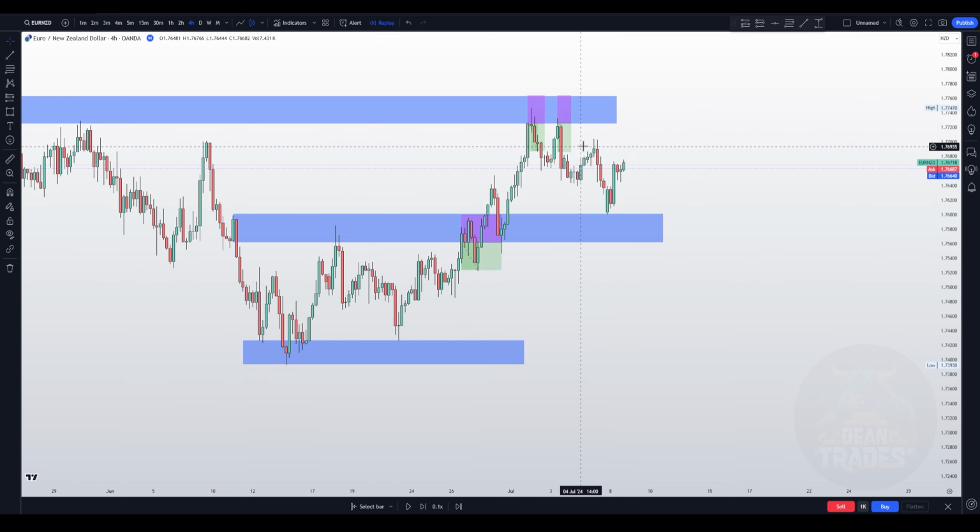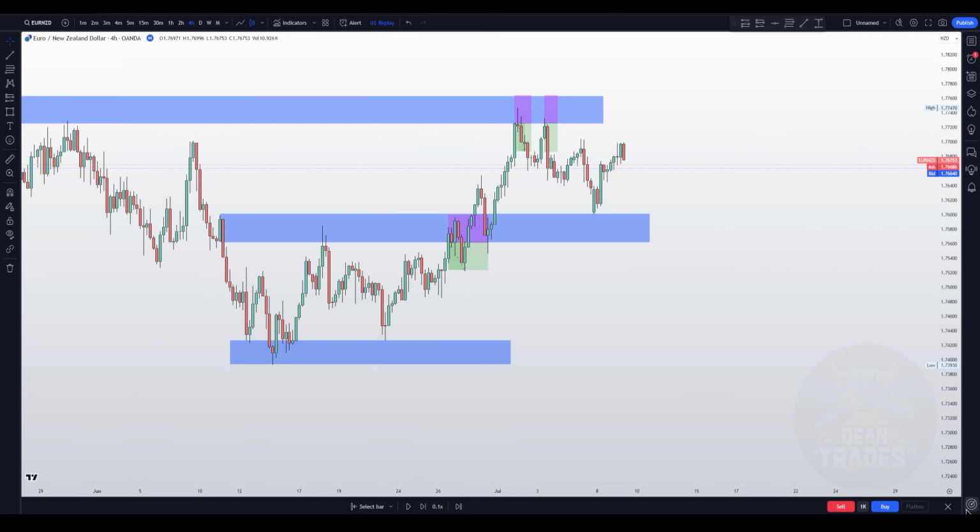So price has come up, it's come down and tapped into the zone, okay? This now verifies this support area, okay? So it's been created here, it's come up, and it is now tapped into it. So if price comes back down, we can take a trade off this. Let's follow price.